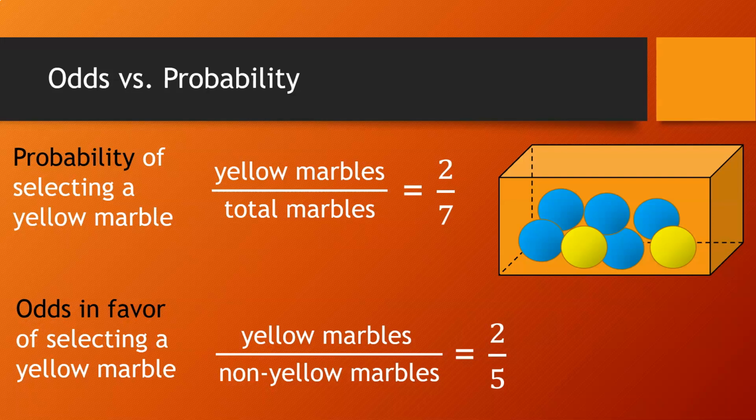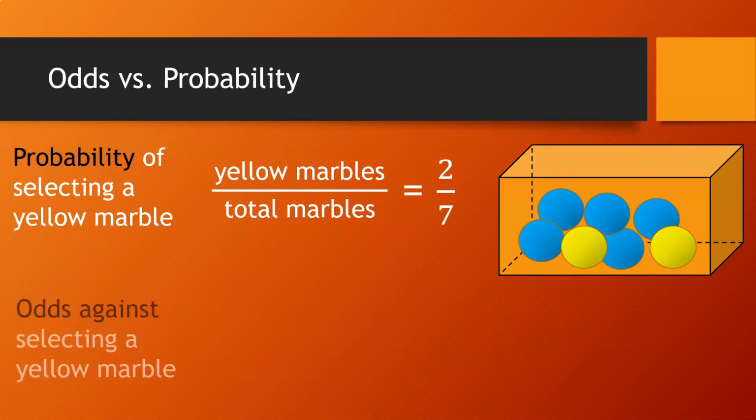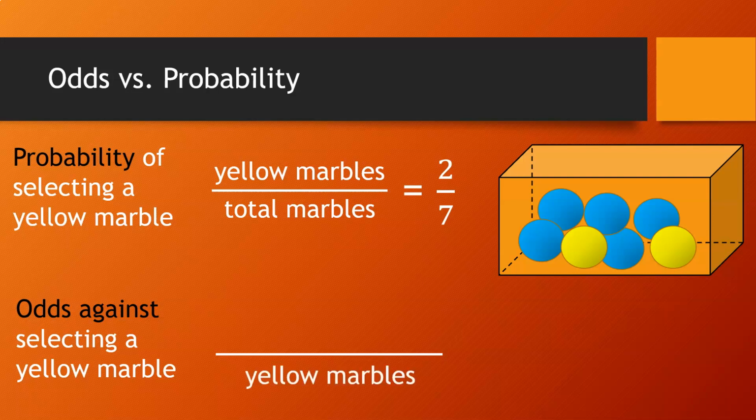Now let's look at odds one more way. In this case, we had odds in favor. We also might be looking at the odds against selecting a yellow marble. And in that case, we're still going to be comparing the number of yellow marbles to the number of non-yellow marbles, but we'll select them in the other order. So for odds against selecting a yellow marble, we'll compare the non-yellow marbles to the yellow marbles and get the odds against as 5 to 2.